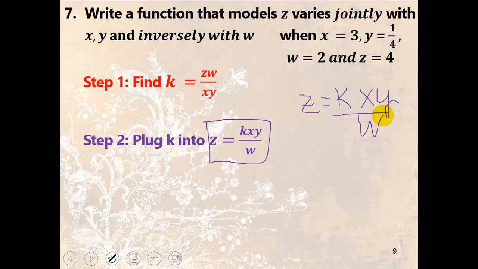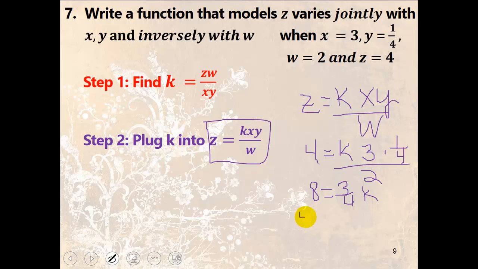I know it seems a little bit backwards, but for me it's always easier to remember, particularly with the combined variations. It's always easier for me to write it out like this first and then get to k. So I'm going to plug in 4 is equal to k, I don't know that, that's what I'm looking for, times 3 times a fourth over 2. And so I'm going to get rid of the 2 by multiplying both sides by 2, and I get 8 is equal to 3/4 k. 3 times a fourth is 3/4, and then I'm going to multiply by the reciprocal.